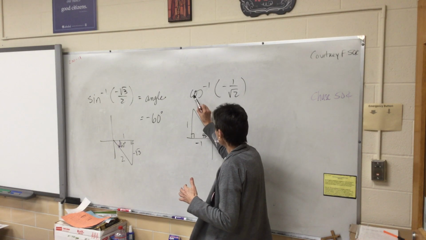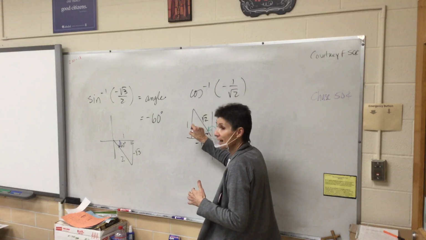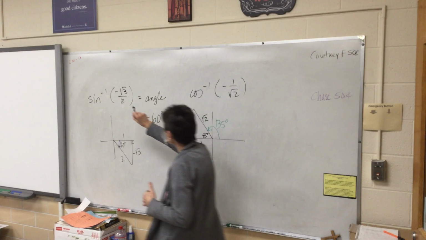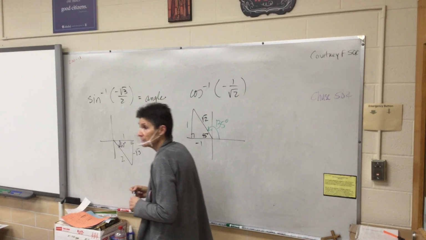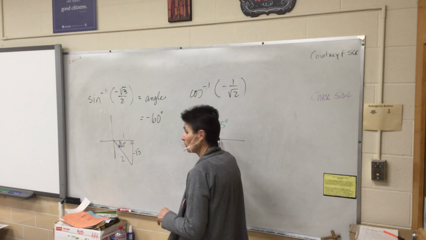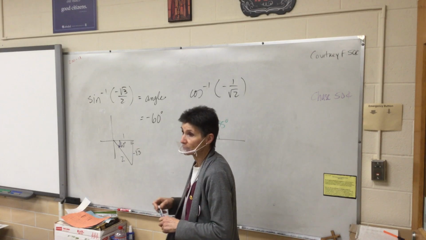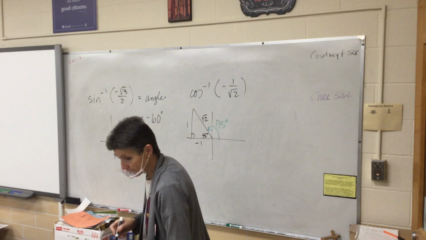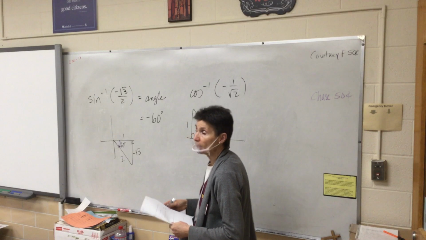And the rules say this negative has to be here. This negative has to be here. So if you're in quadrant 4, you're just going to come straight down. But if you're in quadrant 2, you got to go all the way around to that angle. Quadrant 3. You're never in quadrant 3 in these problems.